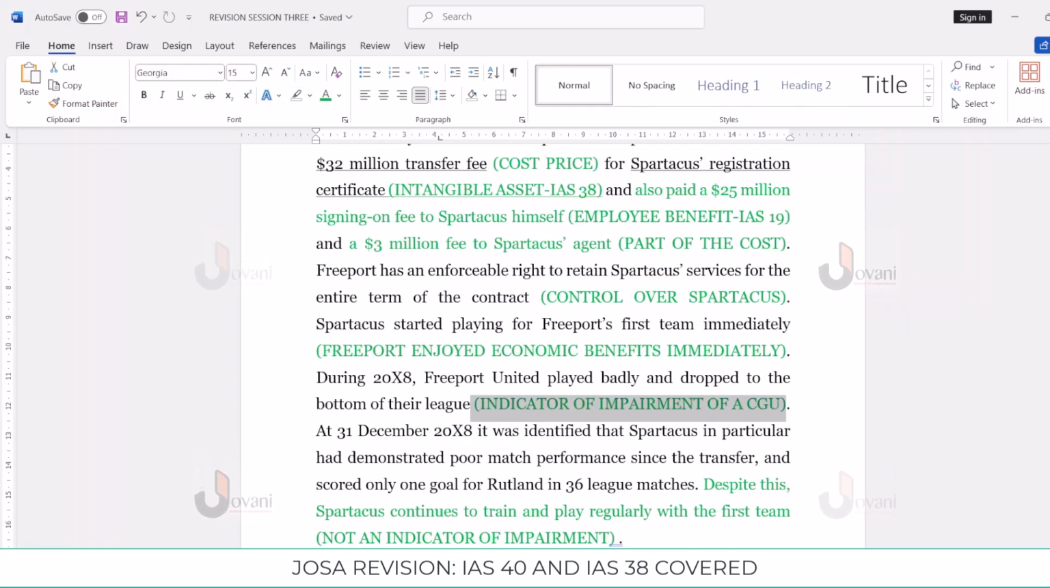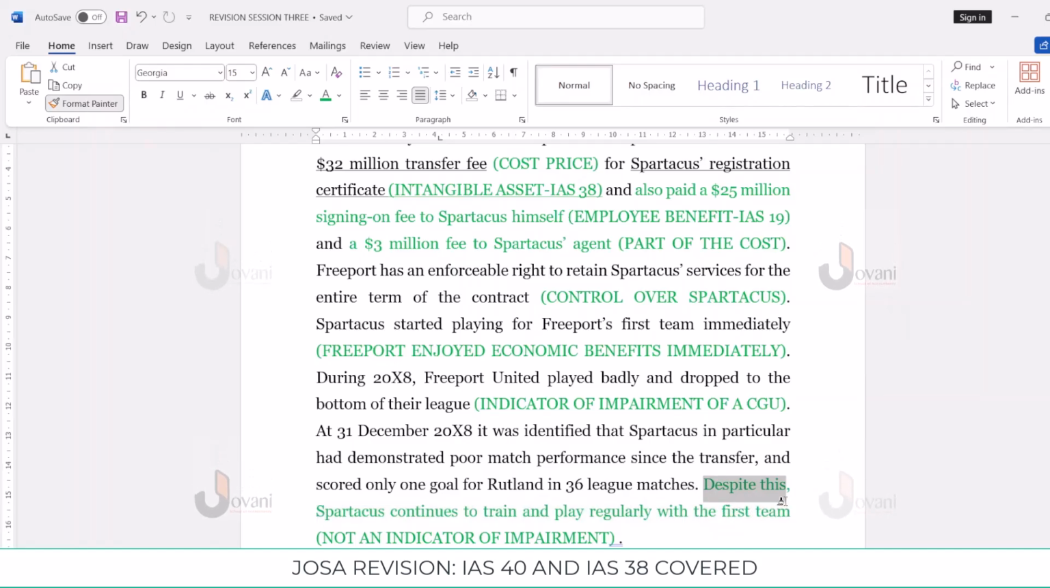Yes, please, let me get to you. Someone is popping up. Yes, Raymond. According to the scenario, the one you have highlighted in the lower part says, despite this, Spartacus continues to train and play regularly with the first team. That means they went back to their team. You see, have you seen that thing, the first team? What were they trying to insinuate?